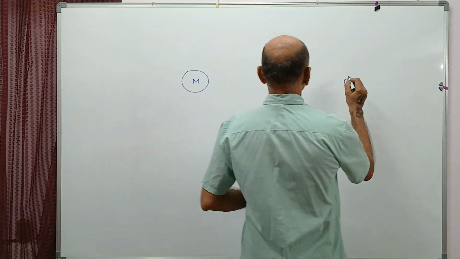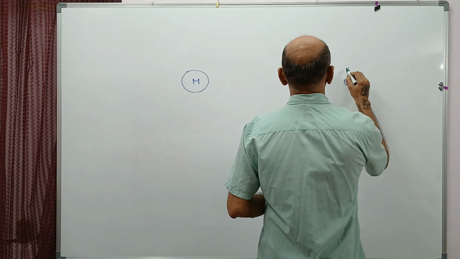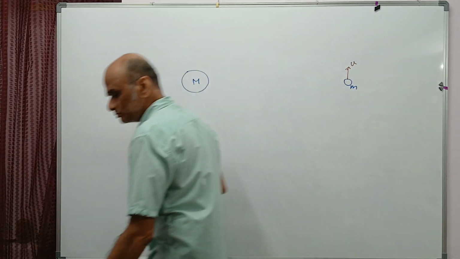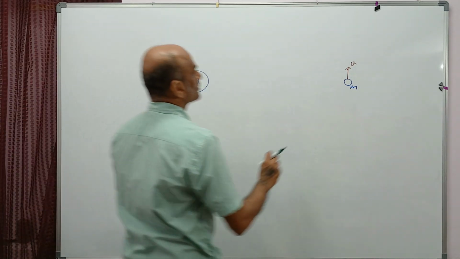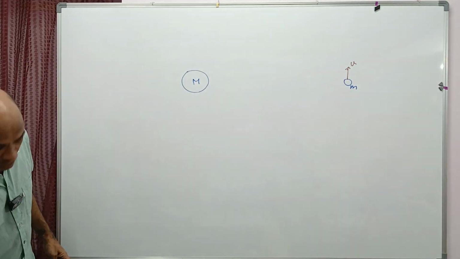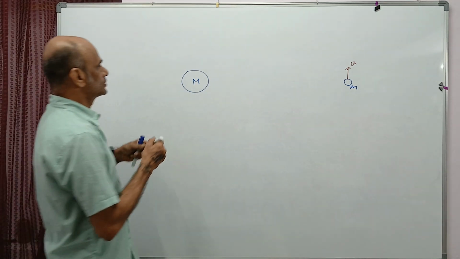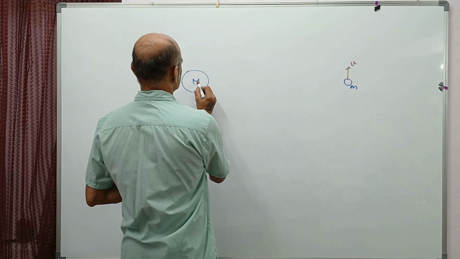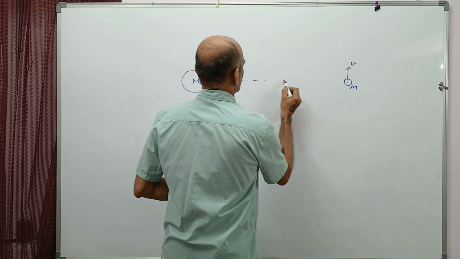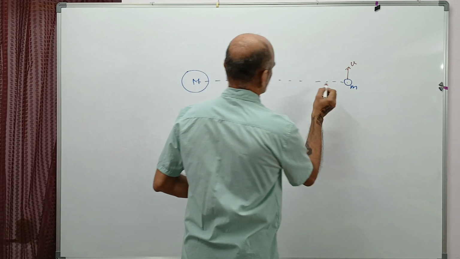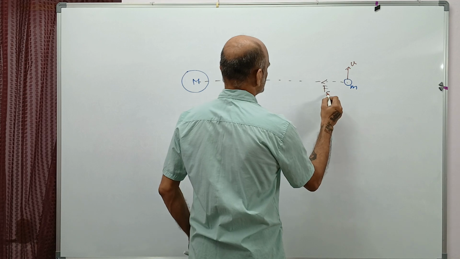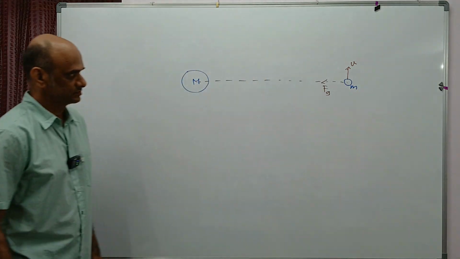If the small mass is given an initial velocity, say in this direction, the gravity force acts along the line joining the two masses. So there is a line joining the center of this mass and this mass. Gravity is an attractive force, so this is the direction of the force due to gravity on the small mass.